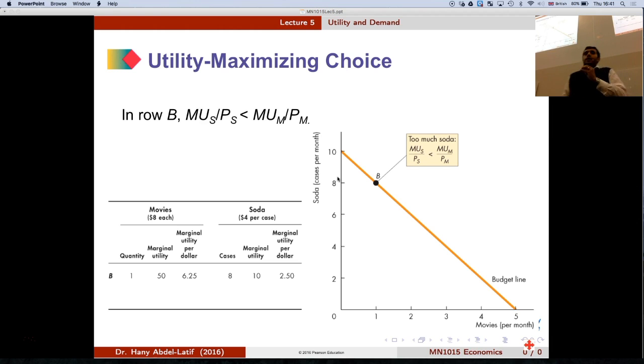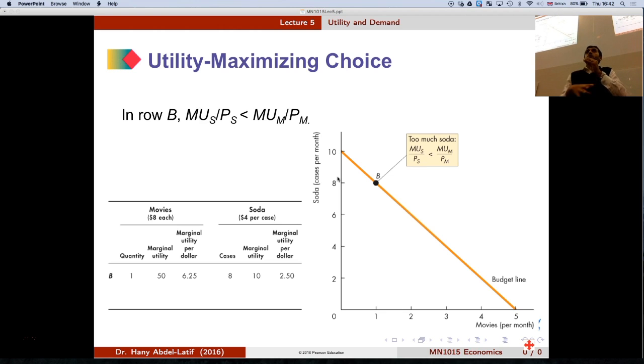So the question now, the same here for soda. We have the marginal utility per dollar for soda is 2.5. Are these equal? 6.25 and 2.5. So that's the marginal utility per dollar for movies, and that's the marginal utility per dollar for soda. Are they equal? They are not. So that means this is not the point. So this is not what she should buy.